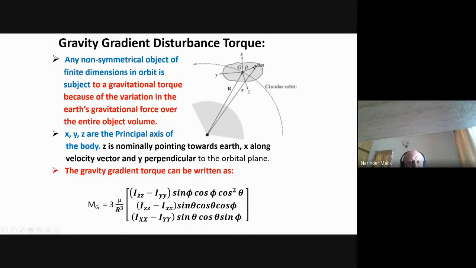Any non-symmetrical object of finite dimension in orbit is subject to a gravitational torque because of the variation in the Earth's gravitational force over the entire object volume. See, this is an arbitrary object. One mass element dm here experiences a certain force. Another mass element dm experiences a higher force. So when you sum it up together, all the forces integrated over the body, the expression turns out to be in this manner.